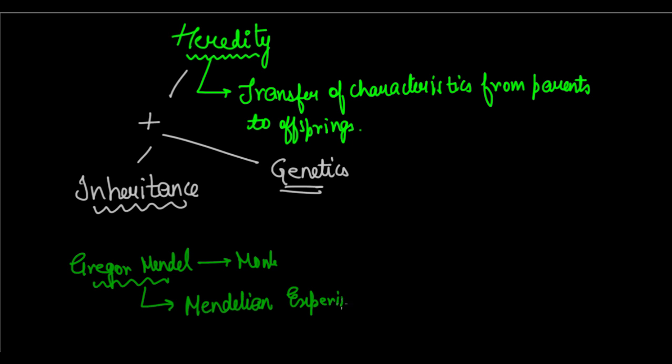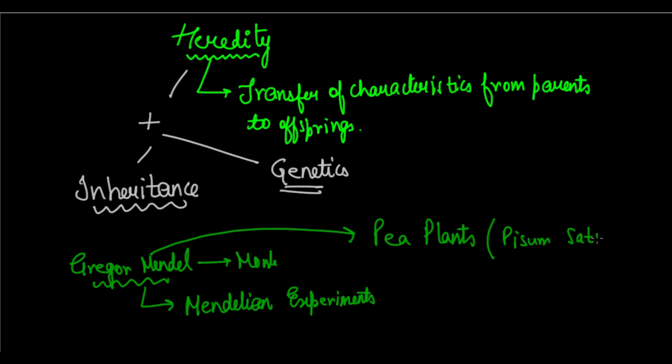Now, what were these Mendelian experiments? He basically took pea plants, and their scientific name is Pisum sativum. He conducted reproductive research. He crossed different pea plants with different traits and he studied the characteristics and traits which were expressed in the offspring, right? So that was his study.